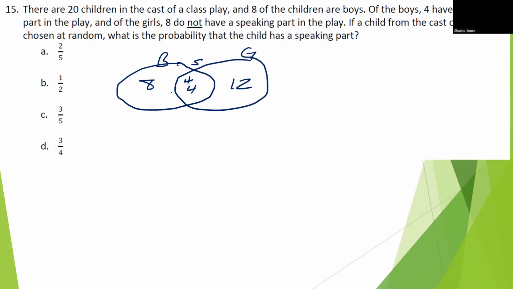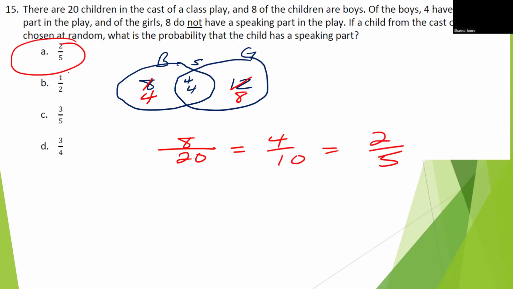So together, how many of these kids have speaking parts? 8. So that means our numbers have changed. So yes, in terms of speaking and not speaking, there are 4 non-speaking boys and there are 8 non-speaking girls, but all together, this is 20. Does that make sense? So when I ask you for your data, out of the 20, how many are speaking? 8. And 8 out of 20 reduces to what? To 2/5. 4 out of 10, which reduces down to 2 out of 5, which is why the answer should have been A. Okay. Do y'all remember Venn diagrams and setting them up, the data from given information?